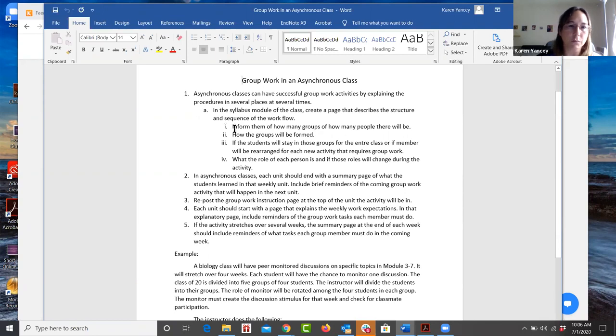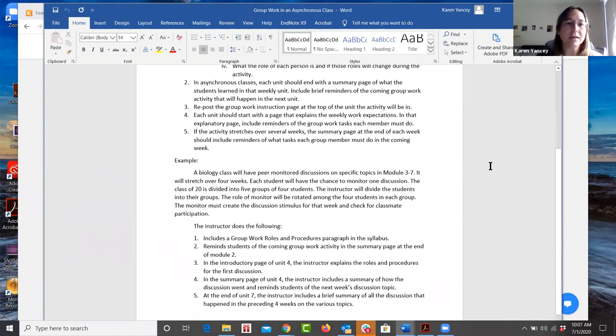So here are some pointers. The asynchronous class should have a page at the very beginning. In that page, you want to inform them of how many groups you will be creating, how many people will be in the group, how the groups will be formed, if students are going to stay in those groups for the entire class or if they will be switched up with different assignments, how long one particular group work activity will last, whether it's going to be 1 week or 4 weeks, and the role of each person in that group.